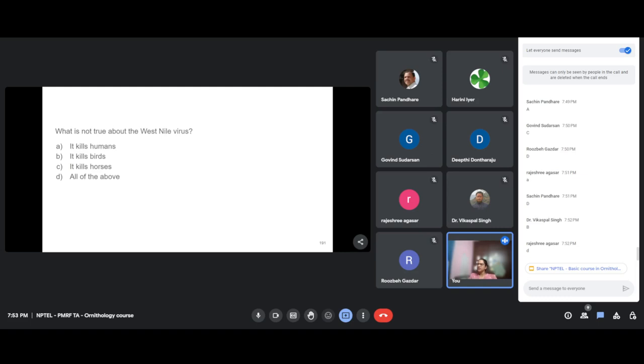Okay, so I think it actually kills all of them, humans, birds, and horses. But what is particularly interesting about birds in this West Nile virus transmission cycle? Hello? I do not know much. Okay. It is by mosquitoes.